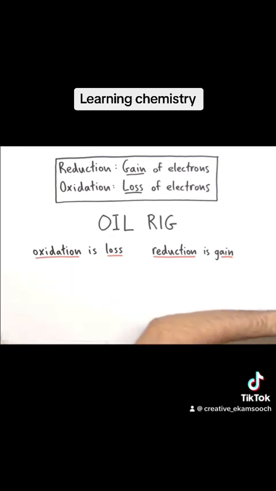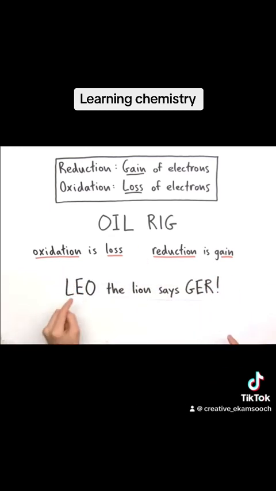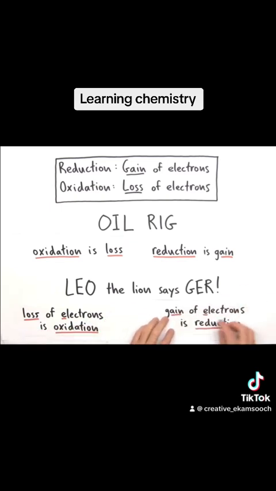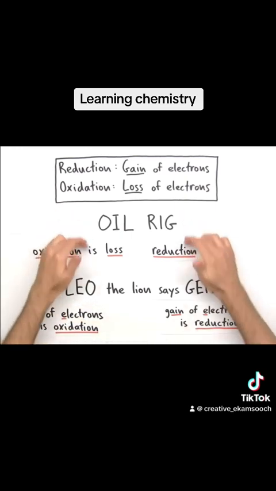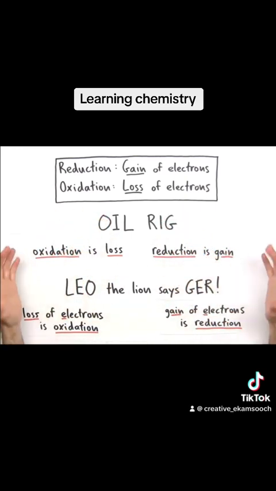Here's another one you might like if you like animals. Leo the lion says GER. LEO stands for loss of electrons is oxidation, and GER stands for gain of electrons is reduction. So learn one or both of these. It will be a great way you can always remember what reduction is and what oxidation is.